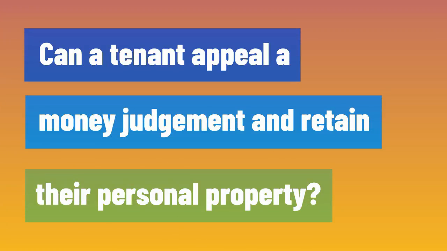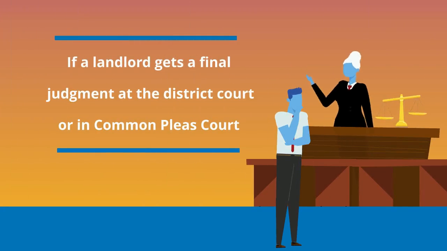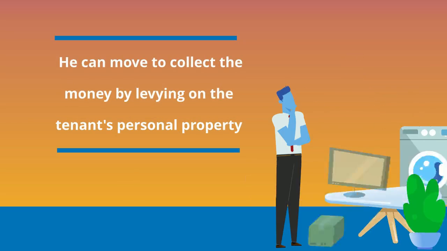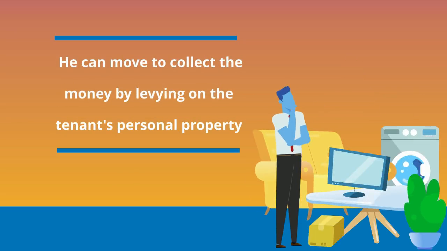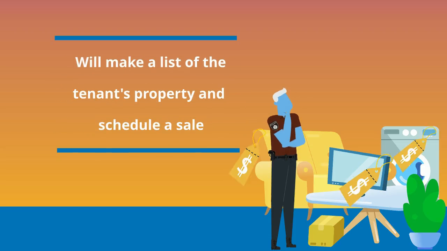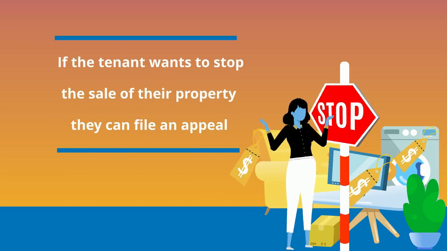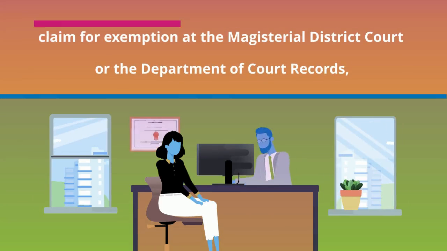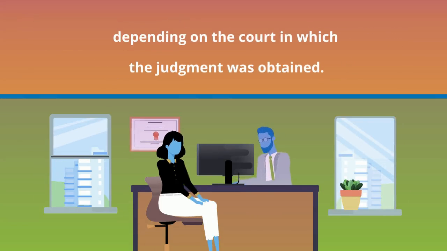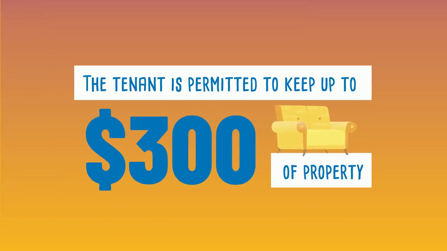Can a tenant appeal a money judgment and retain their personal property? If the landlord gets a final judgment at the district court or in common pleas court, he can move to collect the money by levying on the tenant's personal property. Either a constable, if it is a district court judgment, or the sheriff, if it is a judgment in common pleas court, will make a list of the tenant's property and schedule a sale. If the tenant wants to stop the sale of their property, they can file an appeal or a claim for exemption at the magisterial district court office or the Department of Court Records, depending on the court in which the judgment was obtained. The tenant is permitted to keep up to $300 of property.